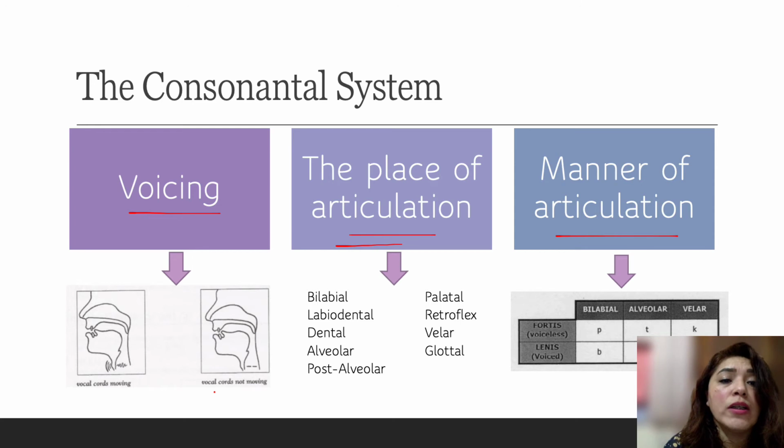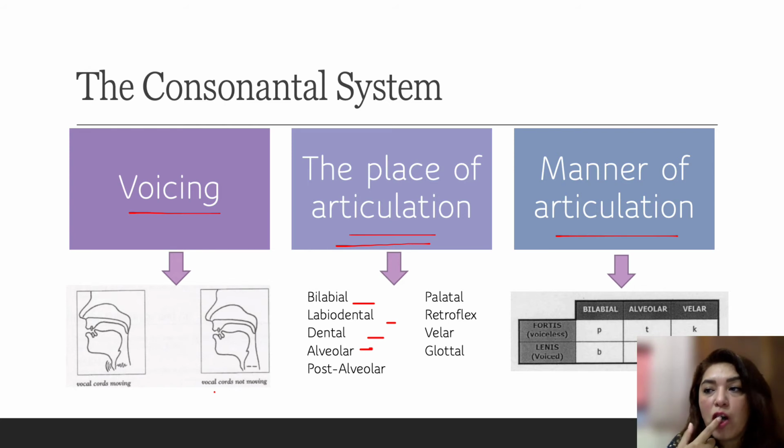Talking about the place of articulation, it is divided into bilabial, for example the letter B, because our lips are together. Labiodental, in this case, for example the letter V, we put our upper teeth on our lower lip, so we say V. In the dental, we produce the sound th. In the alveolar, here we produce the letters T, D.